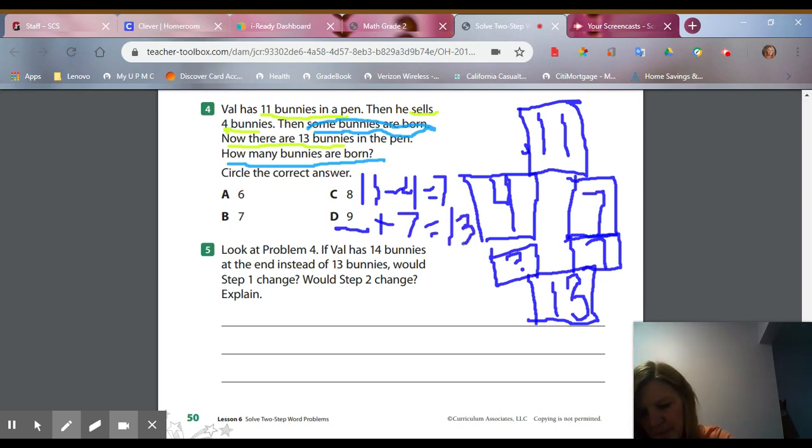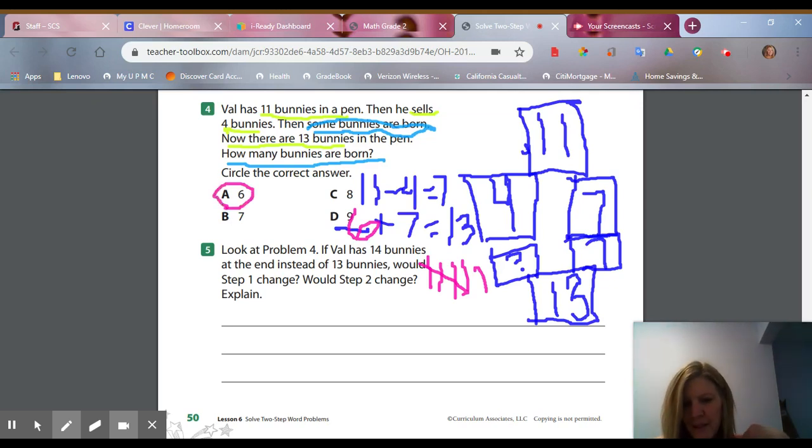So you can start at 7 and count on up until you get to 13. See if you can do that with me. So we'll do 7 and make tally marks till we get to 13. 7, 8, 9, 10, 11, 12, 13. How many tally marks is that? Exactly, that is 6. So the answer is how many bunnies were born is 6.